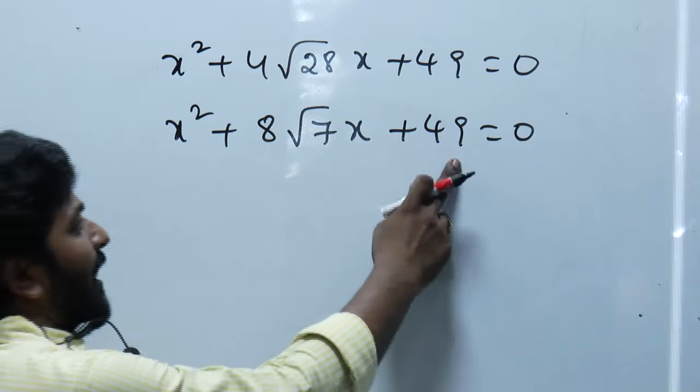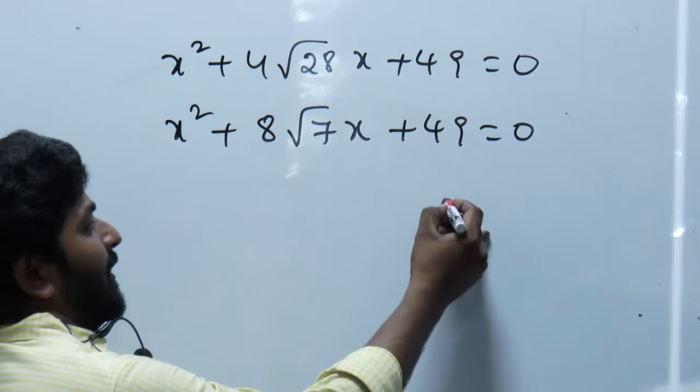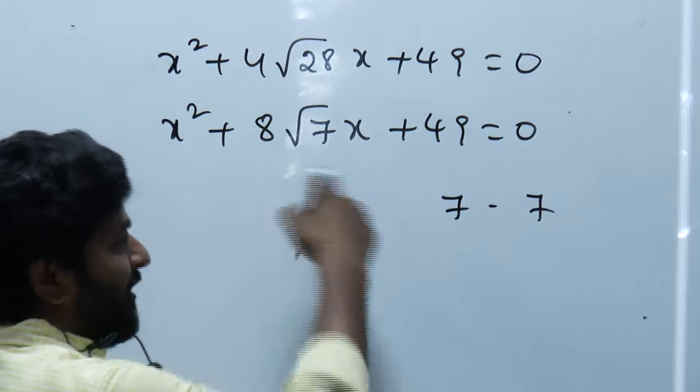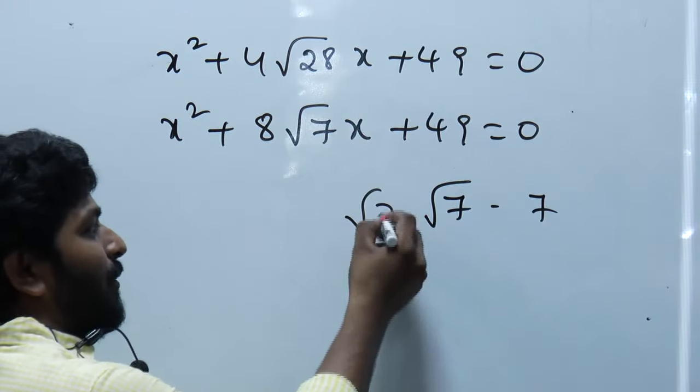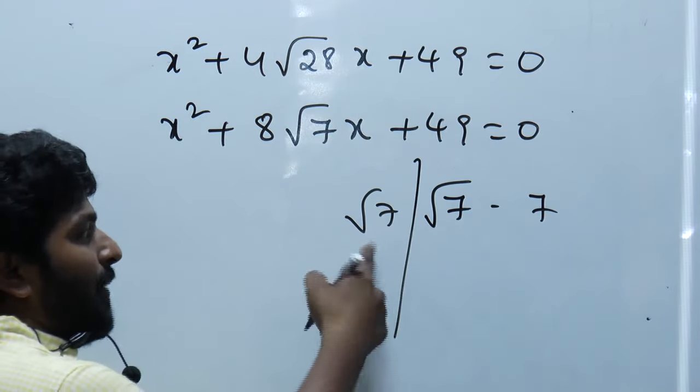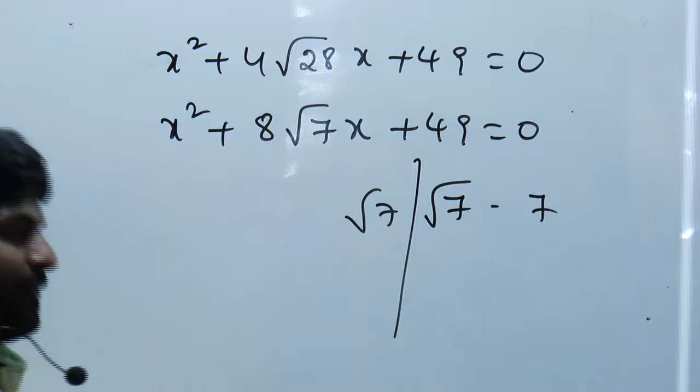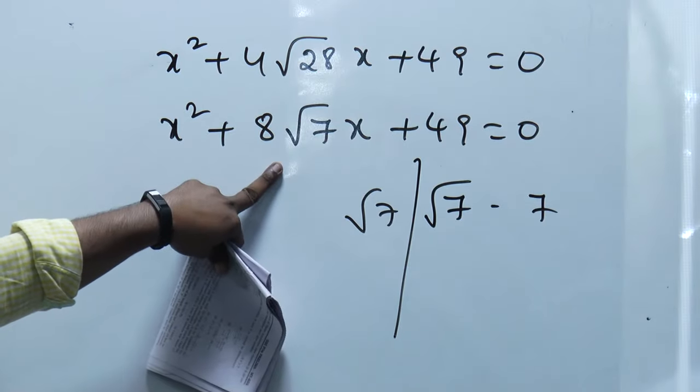As you have root 7 here, let me identify this as 7 multiple. That is 7 into 7. I have root 7 here. So I'll write as root 7, root 7. One combination is root 7, the other combination is 7 root 7. Add those two values, that becomes 8 root 7.